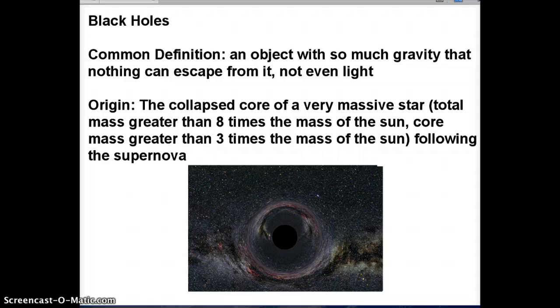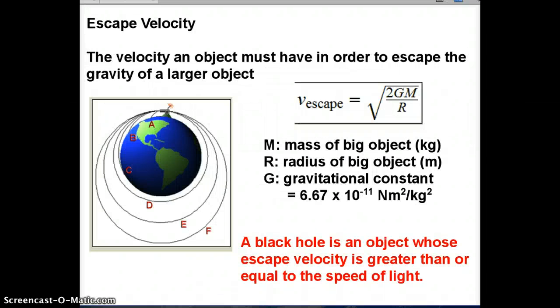And I want to talk a little bit more about what it means that light can't escape from it. What is that talking about? To understand this, we need to know about something called escape velocity. Escape velocity is something that people who are interested in space travel deal with all the time. It's the velocity that you need to have in order to escape from the gravity of a larger object.